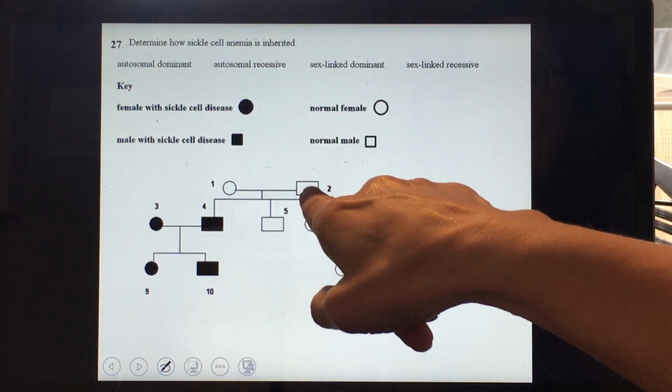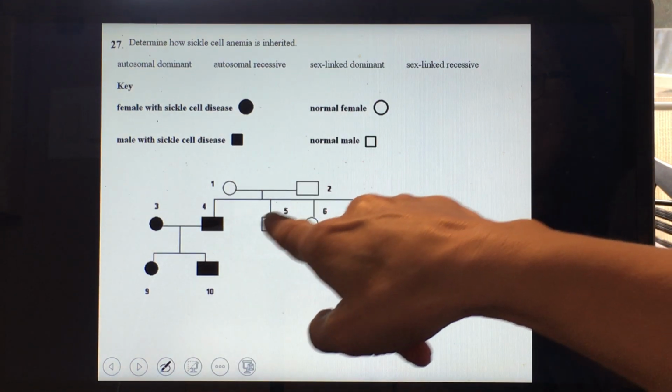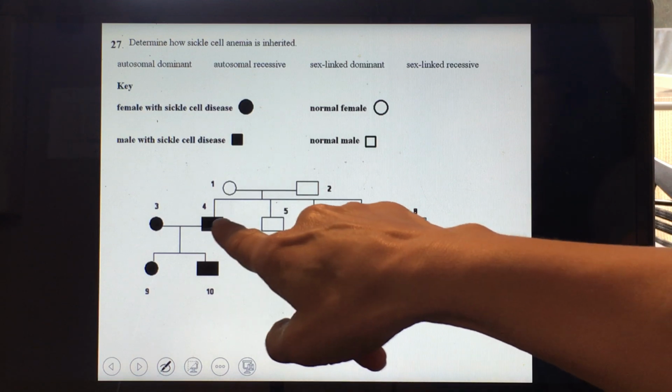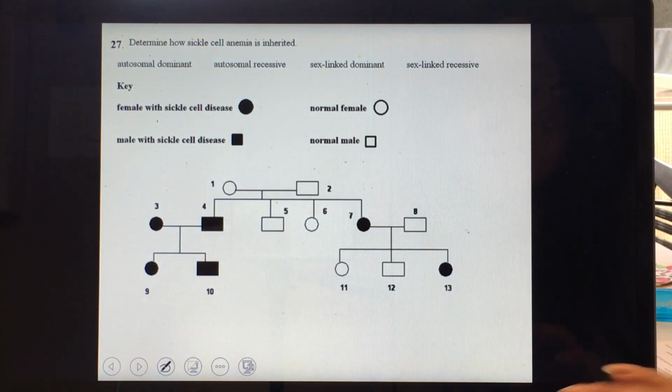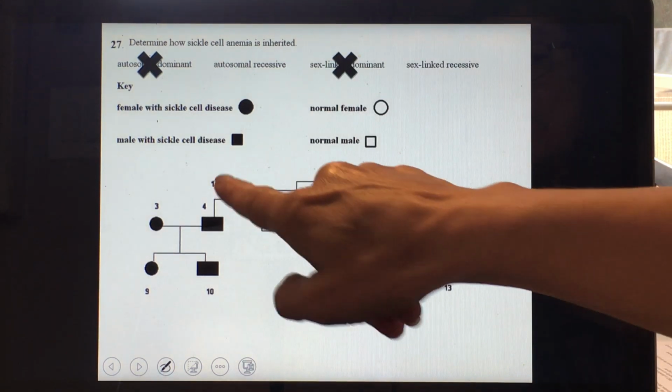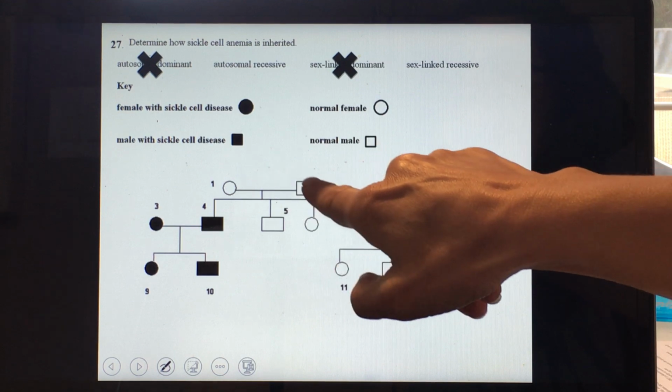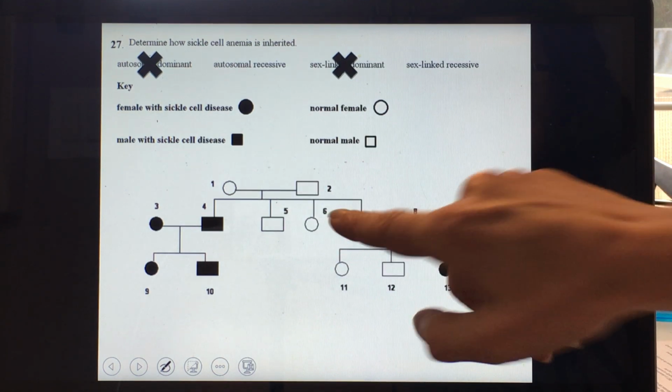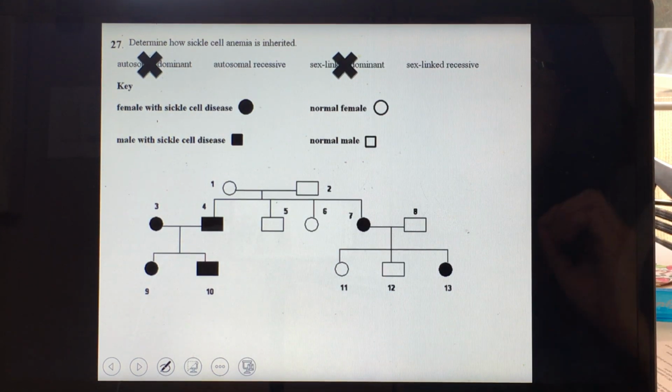So if we have two parents that don't have the trait, and they have children who do have the trait, can it be dominant? No, it cannot. So if we have two parents that don't have it and kids that do, it has to be recessive. Then we want to see, is it sex-linked recessive or autosomal recessive?